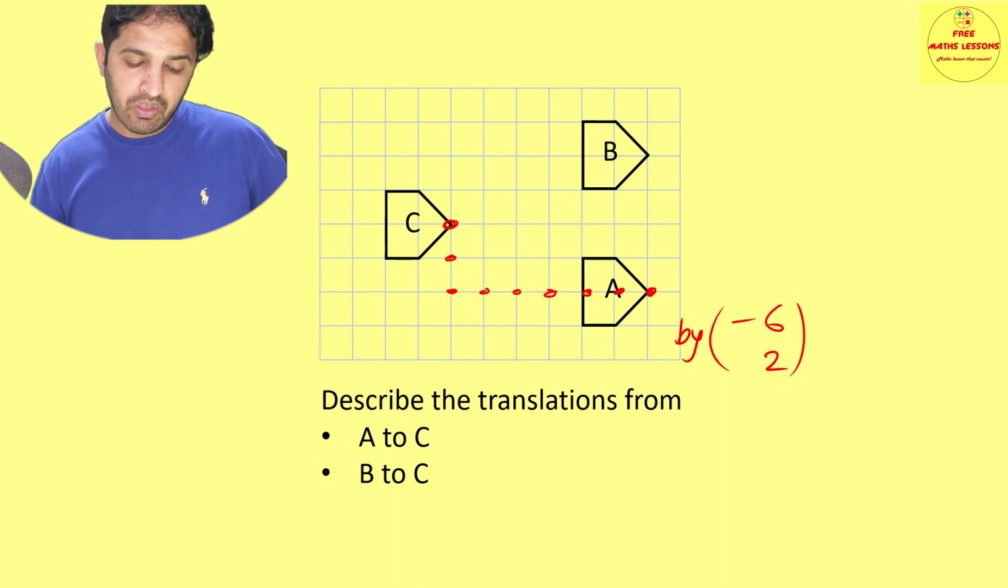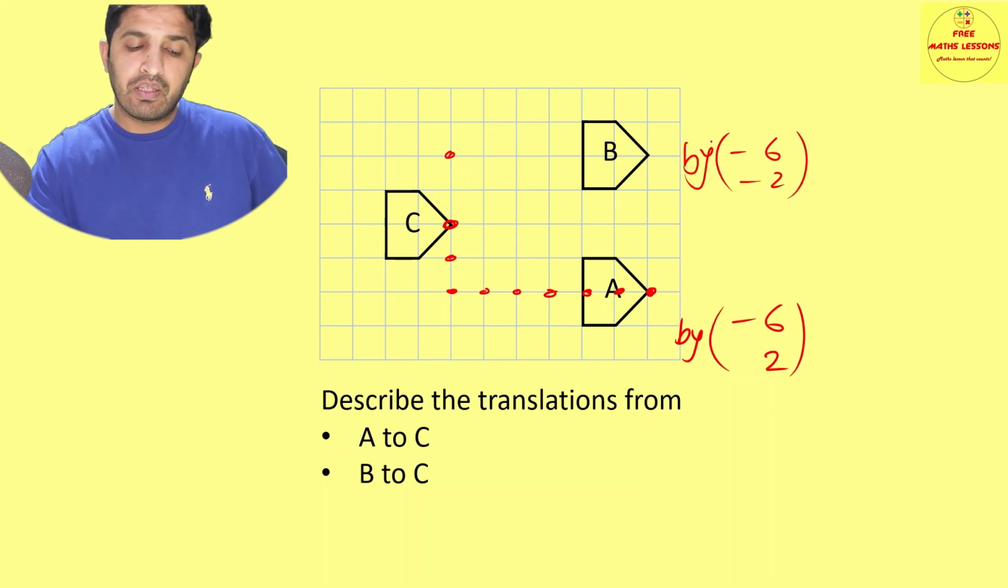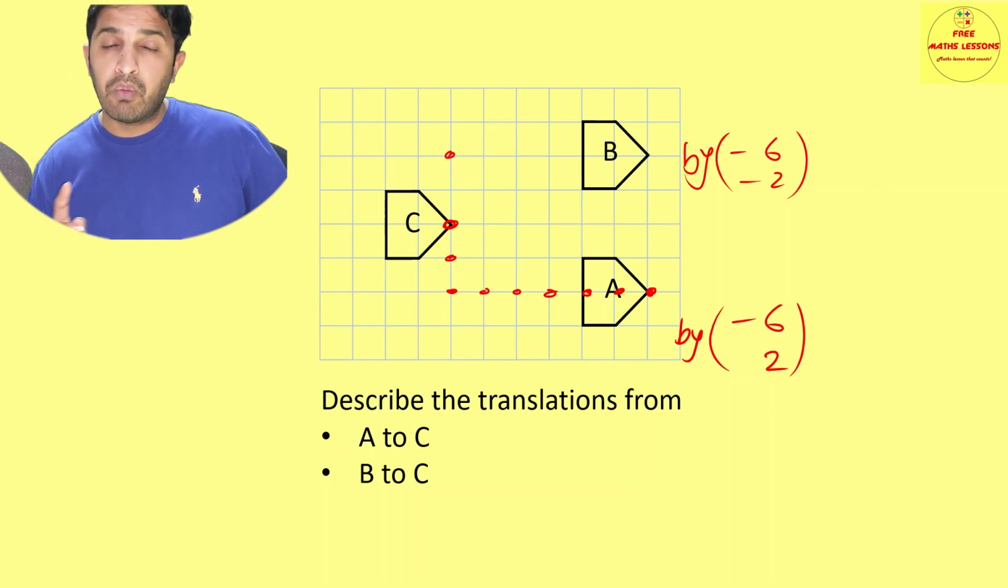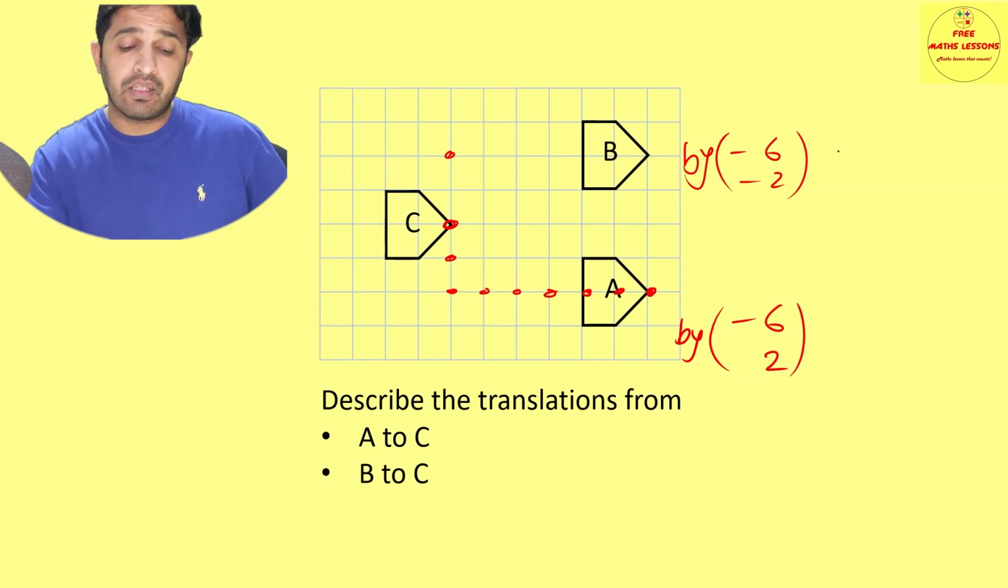And what translation would that be if you go from B to C? So again, you're going 6 because they are in the same line, 6 left and 2 down. So -6 and -2. So it's a translation by the vector -6, -2. So that's describing a translation. Generally 2 marks. 1 mark comes from saying it's a translation. The second mark comes from telling me what the vector is.